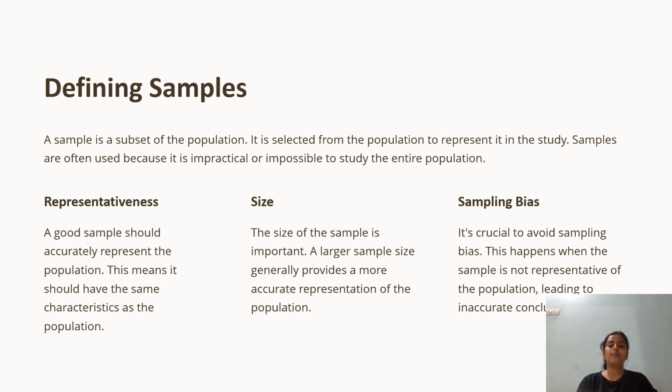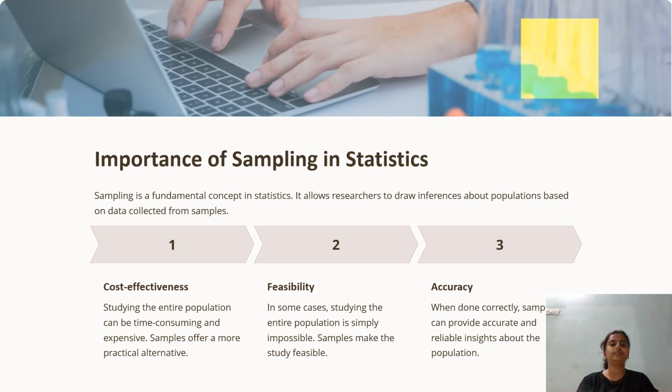Representativeness, size, sampling bias. Representativeness: a good sample should accurately represent the population. This means it should have the same characteristics as the population. Size: the size of a sample is important. A larger sample size generally provides a more accurate representation of the population. Sampling bias: it's crucial to avoid sampling bias. This happens when the sample is not representative of the population, leading to inaccurate conclusions.